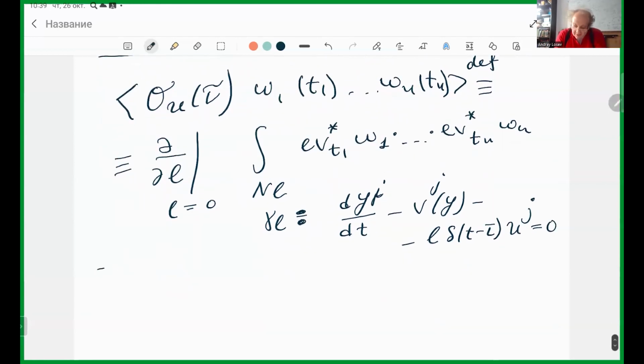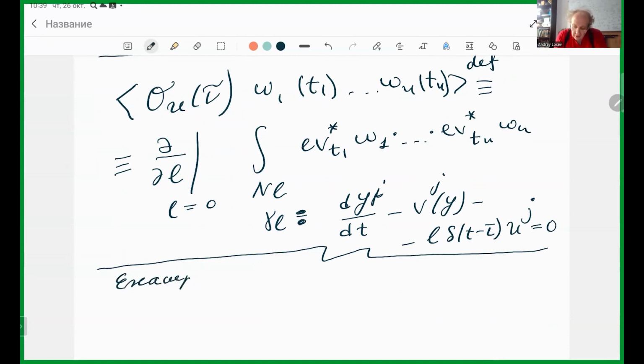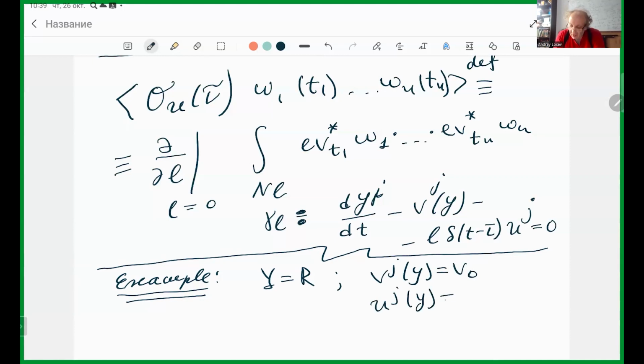Okay, so this was too abstract. Let us come to an example. We have our favorite example. Y is R. Let us even simplify our life. Vj of y would be v naught. Uj of u would be just u, okay? Also constant.